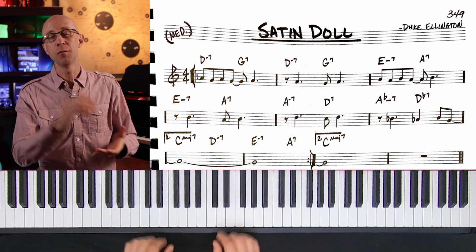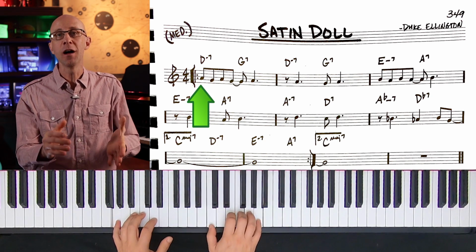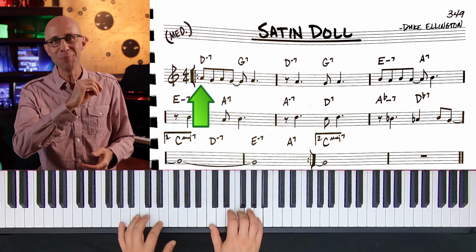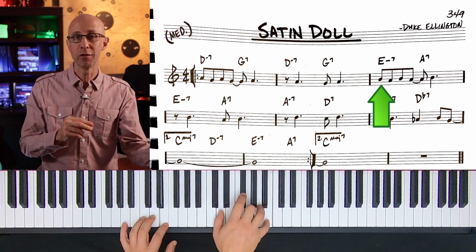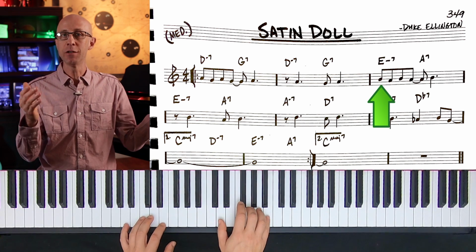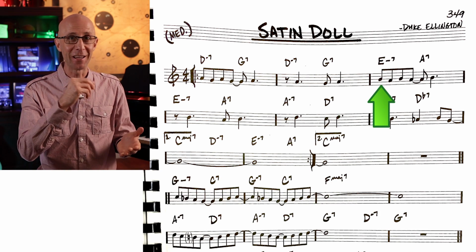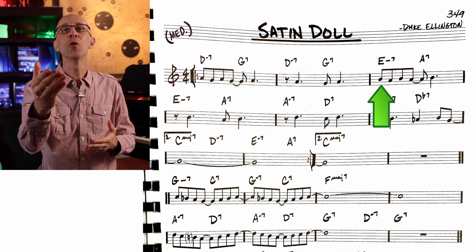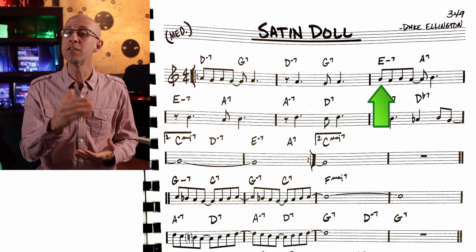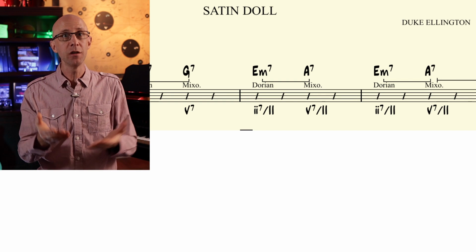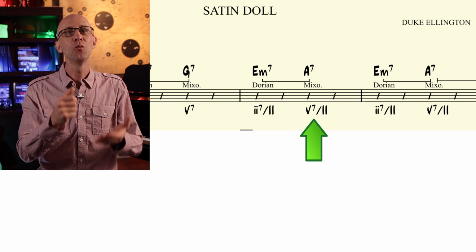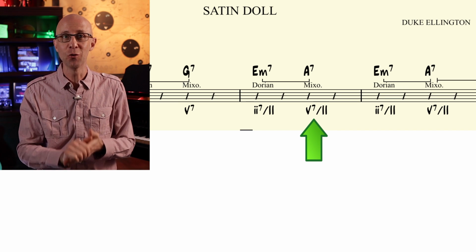Take Satin Doll. It starts with a 2-5 in the key of C major, D minor 7 to G7. But then it moves up a whole step to E minor 7 to A7. This looks like a 2-5 that targets D major, but it's actually targeting D minor, the 2 chord in the key of C. Actually, this is a very cool harmonic technique since this E minor 7 to A7 is a secondary dominant, a 2 of 2 to a 5 of 2, which is used to tonicize the 2 chord.